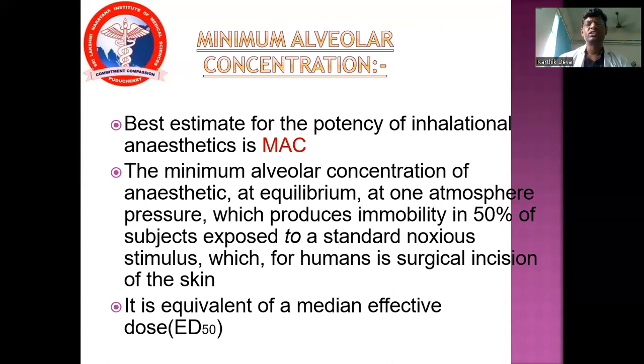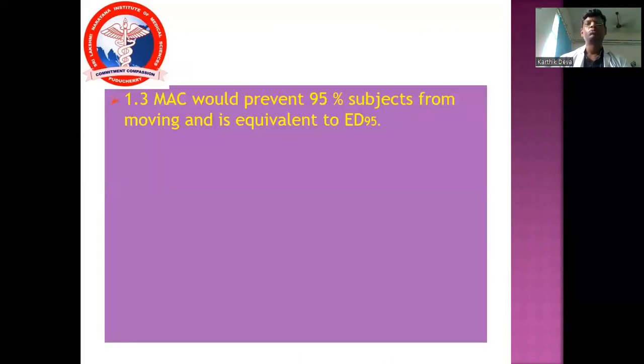MAC value 1 refers to the equivalent of the median effective dose, ED50. What is 1.3 MAC? 1.3 MAC prevents movement in 95% of subjects when exposed to a standard noxious stimulus, whereas 1 MAC refers to 50% of subjects.